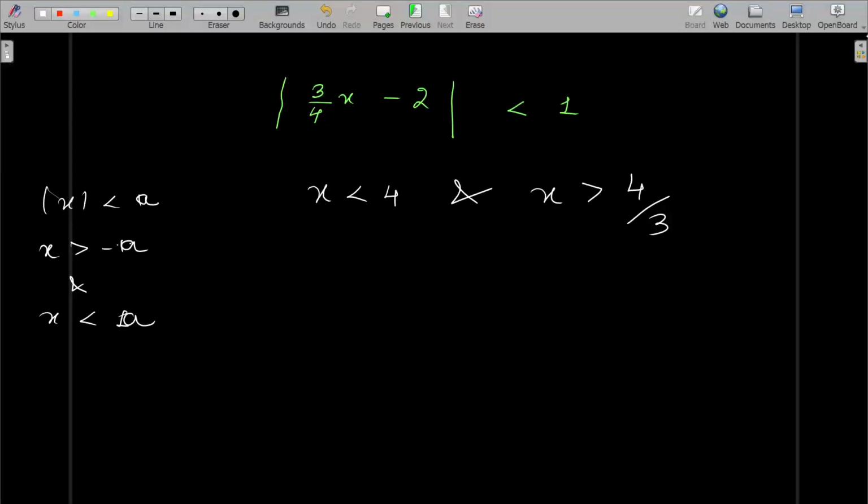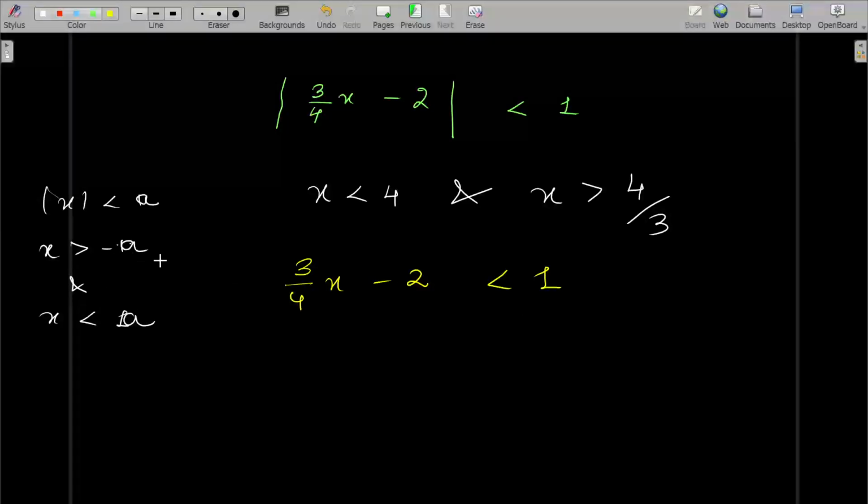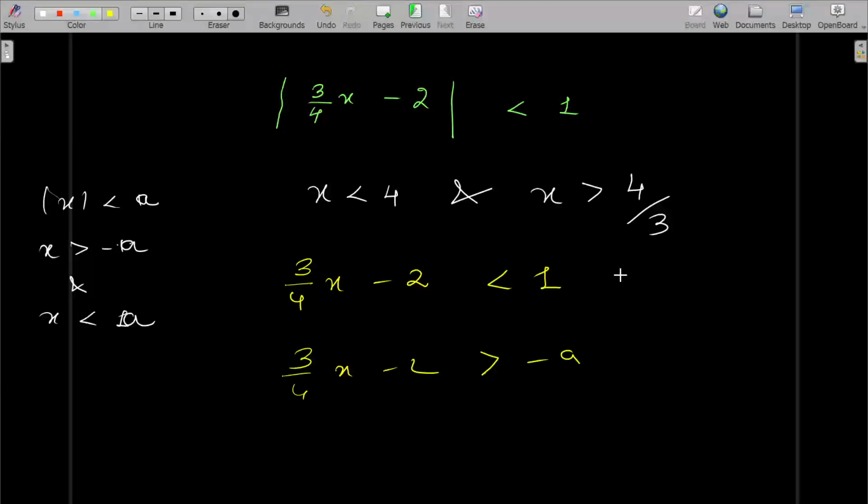So always, in inequality questions as well, we will make two cases. I'm hoping you made two cases: 3 fourths x minus 2 less than 1 and greater than negative 1, as per this rule. And then we can solve these two. This one will give us x is less than 4, and this one will give us x is greater than 4 over 3. Okay, so absolutely correct, Anishka.